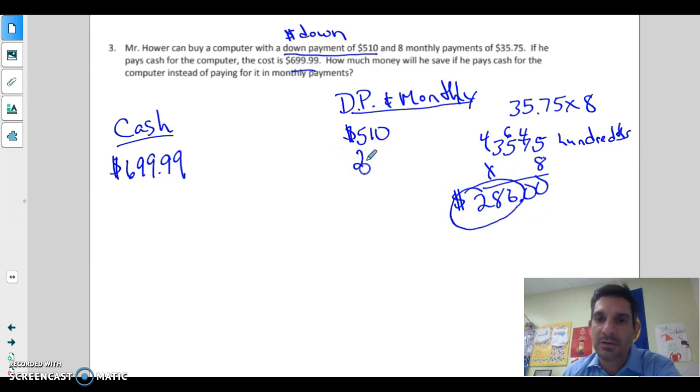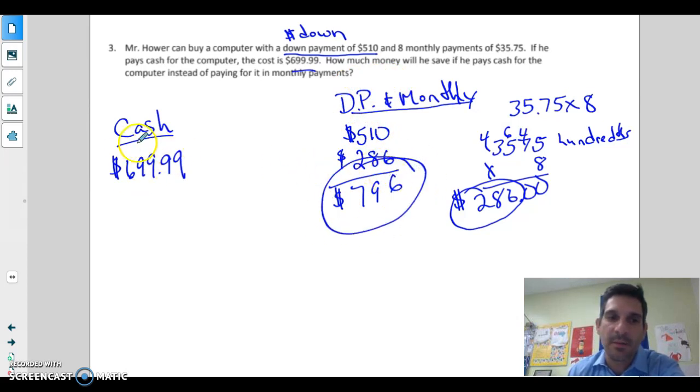Add that to the down payment, $796. So this is how much they're going to pay total here. This is how much they're going to pay if they just pay cash. So the question says, how much money will he save? So it's subtraction. Minus, or you know what? I'm going to do it a little different. I'm going to show addition.